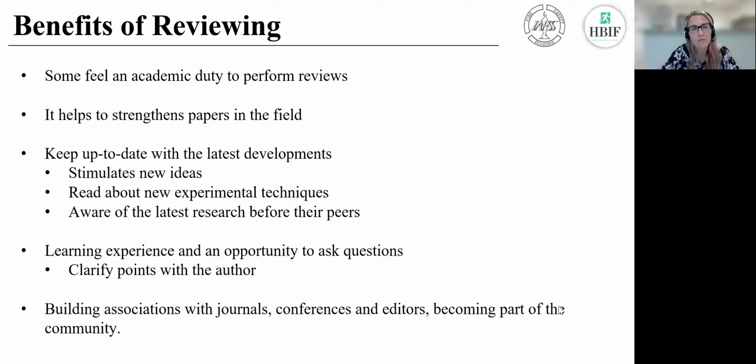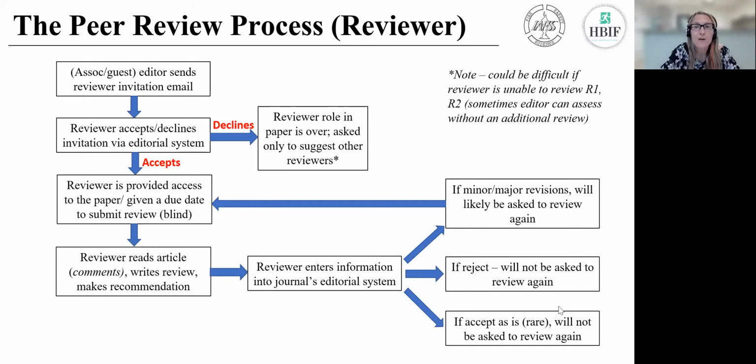So a bit about the peer review process. It might be something that's very obvious to some, maybe not to others. So I just want to go through the process, make sure we're all on the same page about what we are even talking about. So the first step is that the associate editor or guest editor or the editor of the journal, or one of the editors, sends the reviewer an invitation email, right? Here's the abstract. Here's the article title that we want you to review. Are you willing and able to review? And so at that stage, it's up to the reviewer to accept or decline that invitation via the editorial system.